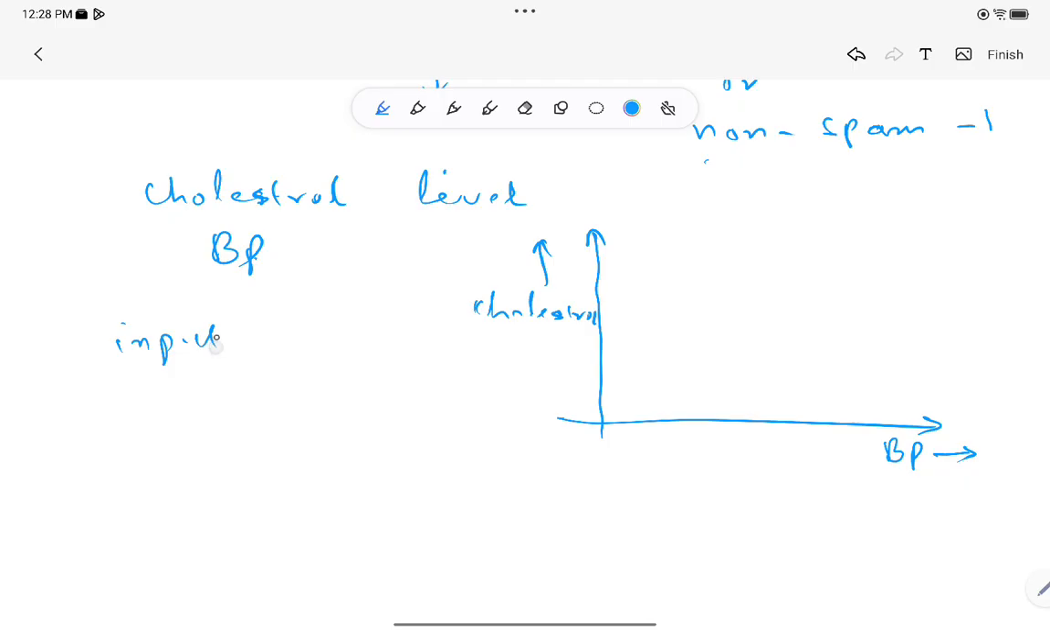And what is the output? High risk and low risk. High risk patients are labeled as +1. Low risk patients can be labeled as -1. I hope this is clear to you now.